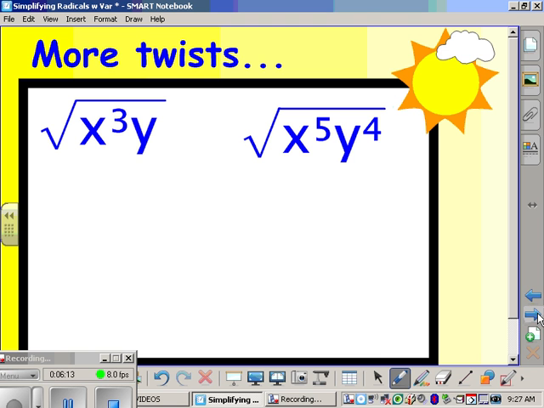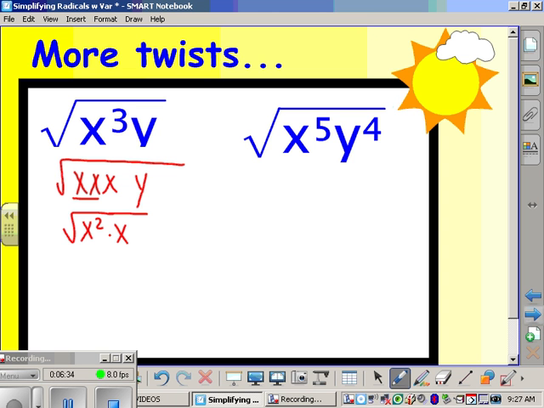What about if we have multiple variables? Well, again, just treat each variable separately. So start in this example with x cubed. So this would be 3 x's, and then we have a y. Now, the most x's I can underline to have an even numbered exponent would be x squared. And then I have the y.